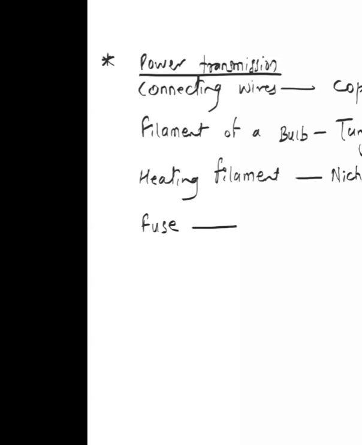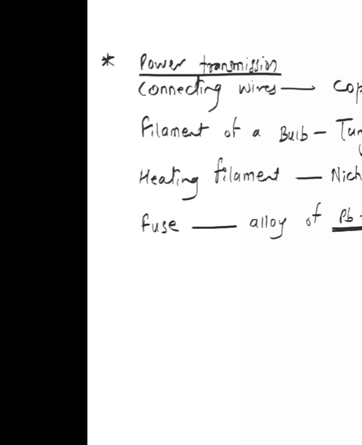Okay. Guys, what about this thing now? Fuse. In a fuse, which wire do we use? In a fuse we may use an alloy, guys. Alloy of Pb and Sn. So what is it, guys? Alloy of what? Tin and lead. Lead and tin. 50% lead, 50% tin.